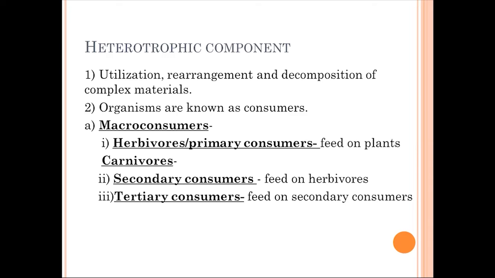Then second are the secondary consumers. Secondary consumers will feed on primary consumers or herbivores. Examples of secondary consumers: wolves, snake. All of these are secondary consumers. Then third, tertiary consumers. Tertiary consumers will feed on secondary consumers. Examples are tiger, lion, eagle. These will be the tertiary consumers.